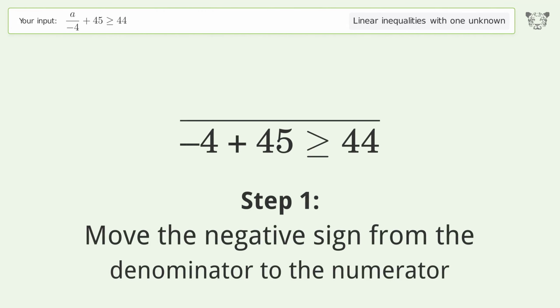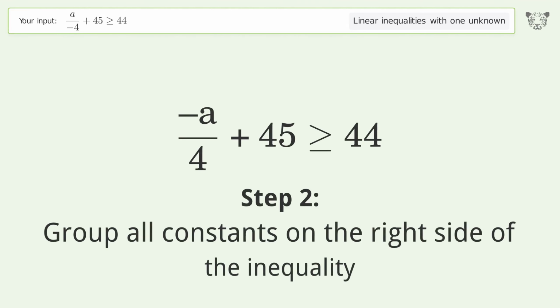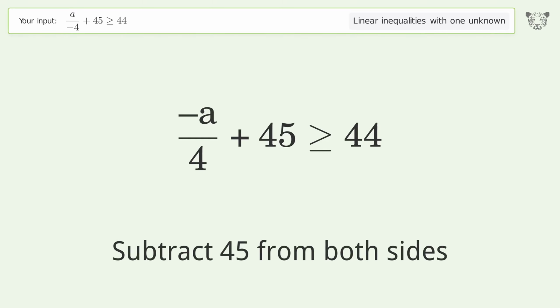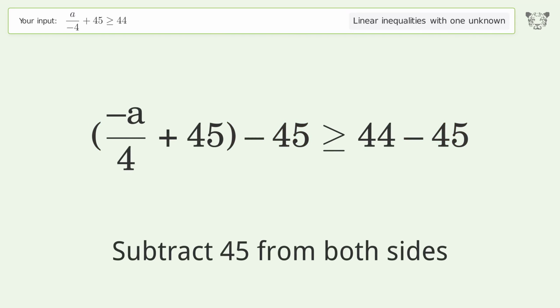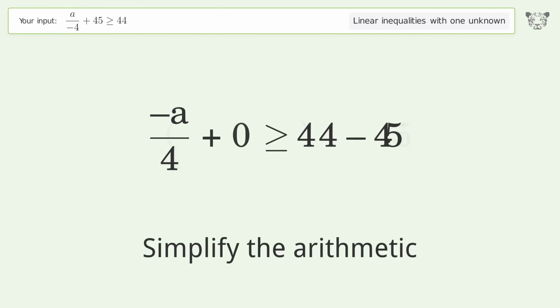Move the negative sign from the denominator to the numerator. Group all constants on the right side of the inequality. Subtract 45 from both sides. Simplify the arithmetic.